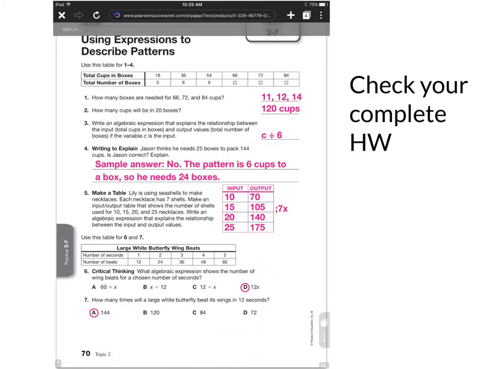If you need to still check your homework for 2-7, please pause the video now. Moving on in 3, 2, 1.